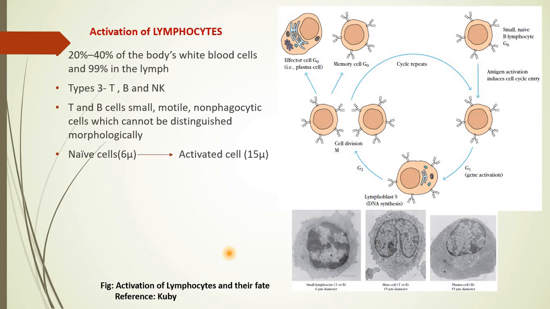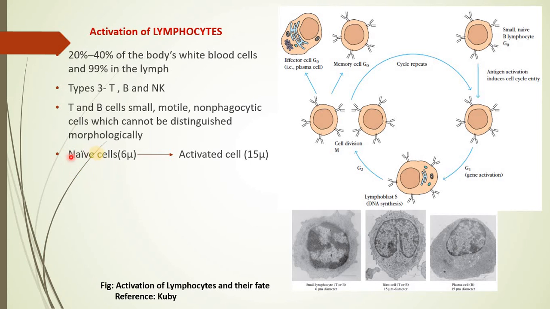Now, this immunocompetency is achieved by activation. Now, how does this activation occur? For this, you need to understand the distinction between the naive cells and the activated cell. So, what is a naive cell? Naive cells are those cells which have never come across any antigenic stimulation. Such cells which have not been acquainted with any foreign particle are defined as naive cells.